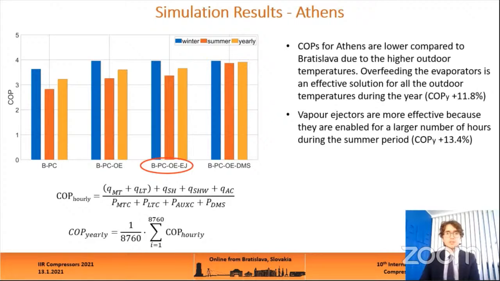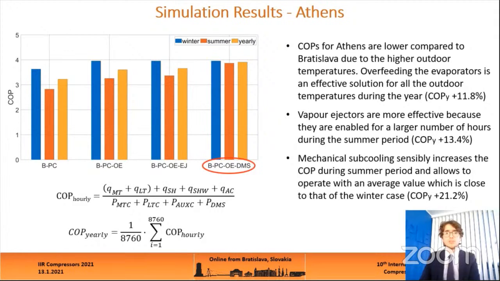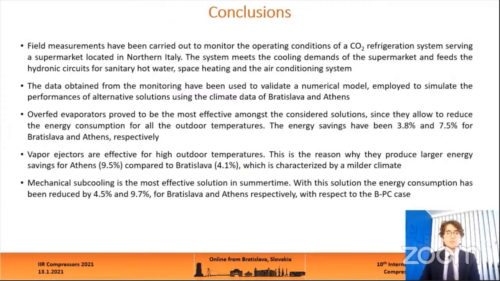Vapor ejectors are more effective because they are enabled for a larger number of hours during the summer period, about 3,500 hours in Athens and 1,500 hours in Bratislava. The mechanical subcooling sensibly increases the performances during the summer period, reaching a summer COP that is very close to the winter one.